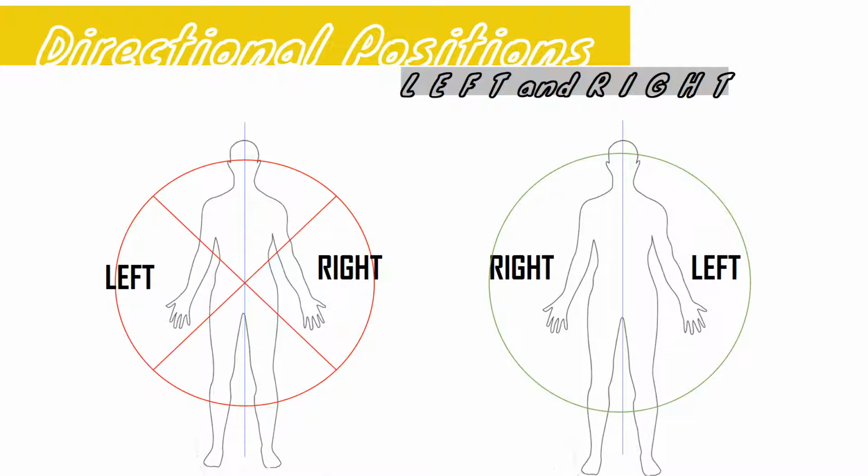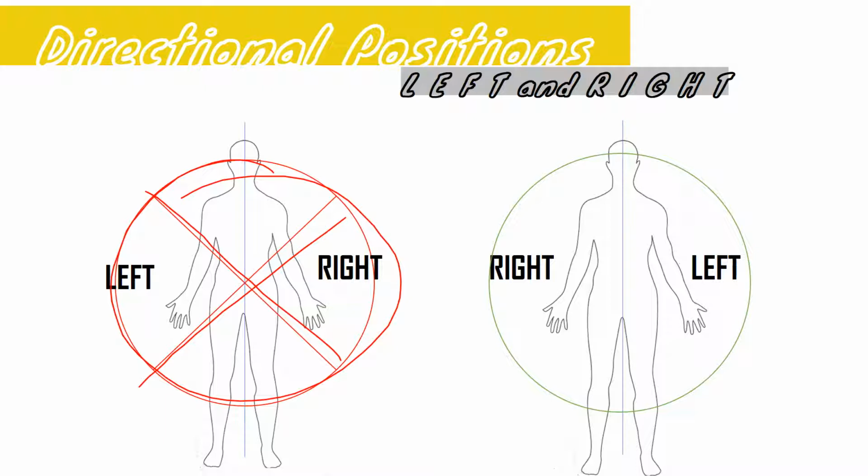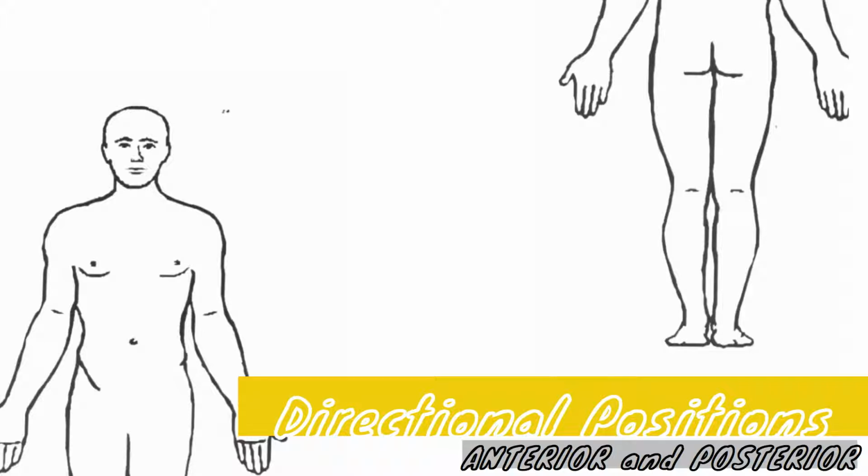So if you look on these two models on the screen, the one on the left is incorrect because it's using your perspective and not the patient's, whereas the right one is correct. So if I wanted to ask you where this point is in relationship to the navel, you would say that this point A is left to the navel. Pretty simple.